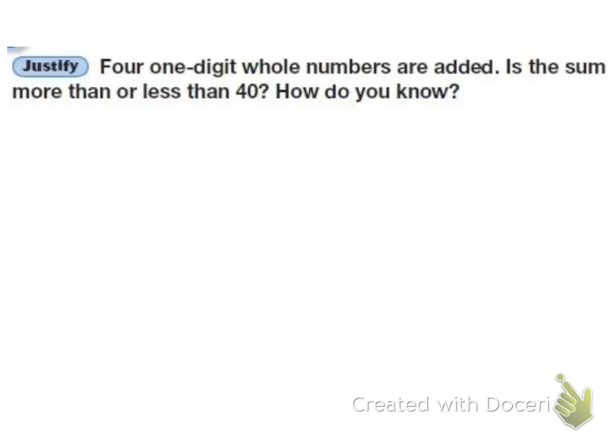Okay. So the next problem says 4 one-digit whole numbers are added. Is the sum more or less than 40? How do you know? So we don't know the answer or the numbers, so we don't know the sum. We do know the sum has to be less than 40.